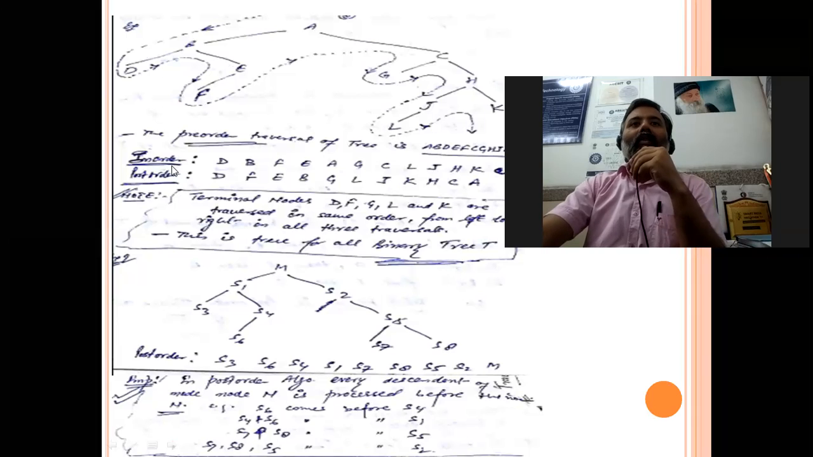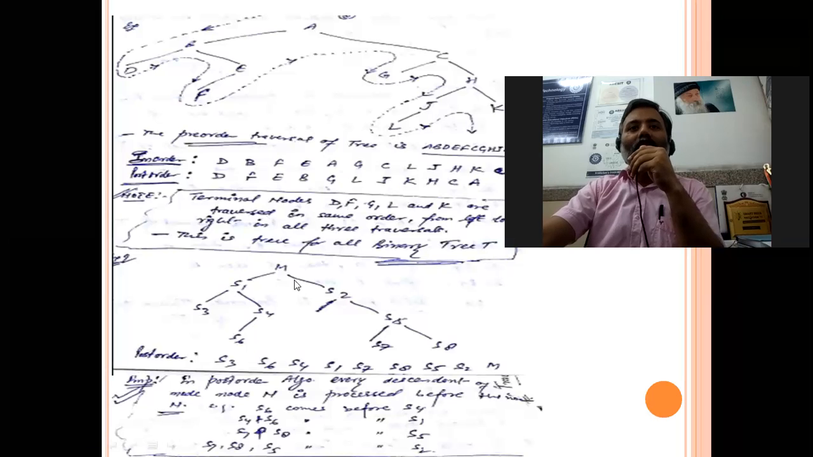Now, this is the in order and post order traversing. Note, terminal nodes D, F, G, L, and K are traversed in same order from left to right in all three traversing. So this is the one observation. In all these traversing, the order of leaf node will be same. And this is true for all binary tree.